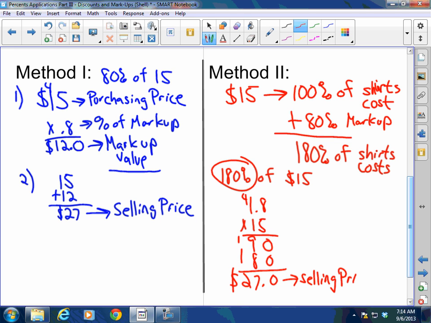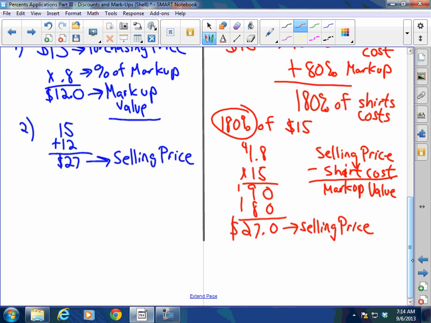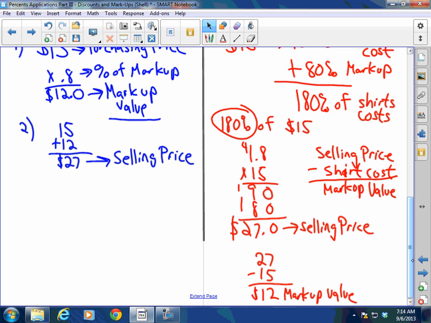Now, how can I find the actual markup value? Well, just like before, take the selling price, subtract the shirt cost, and that will give you the markup value. So for example, in this case, we have $27 selling price minus the shirt cost of 15. There was a $12 markup value. All right? Now let's do some other examples.